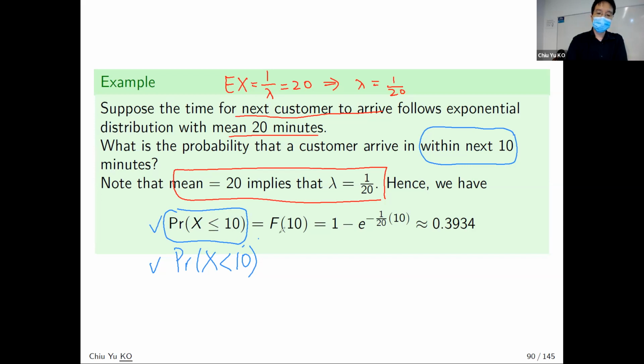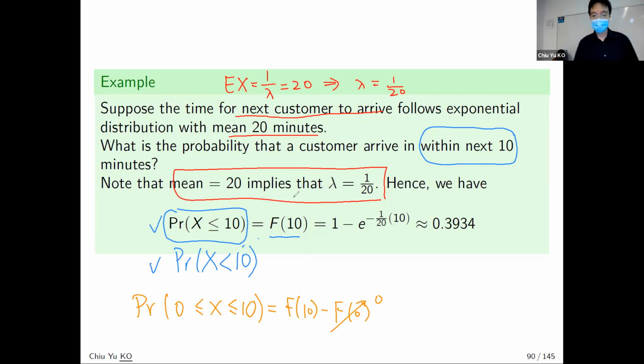So this is less than this, just like F of 10. Of course, if you are really strict, we're actually talking about 0 < x < 10, but this is just F of 10 minus F of 0, and F of 0 is just 0. So really not a big concern for us, because there is nothing below 0, so we can basically use this one. The formula is 1 minus e to the negative lambda x, and lambda is 1 over 20, and x is 10, so it gives you a probability of about 40%.